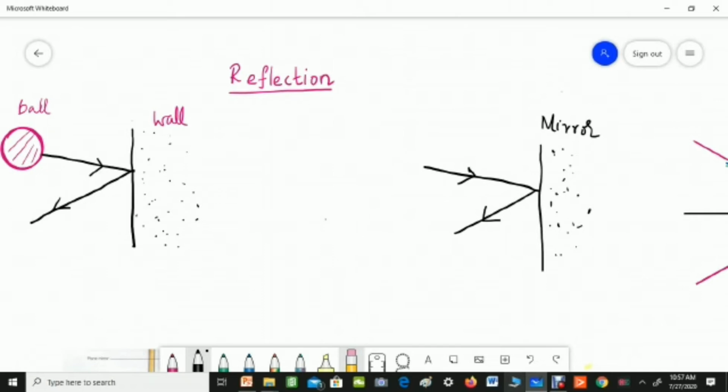Why is reflection important? Reflection enables us to see things. The luminous source of light illuminates all things in the path of light. When light is reflected from an object and enters our eyes, we see the object.